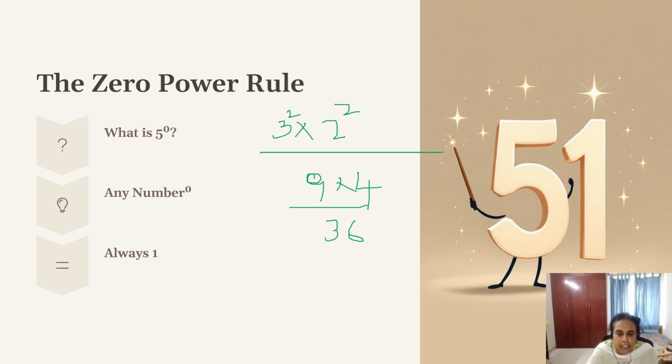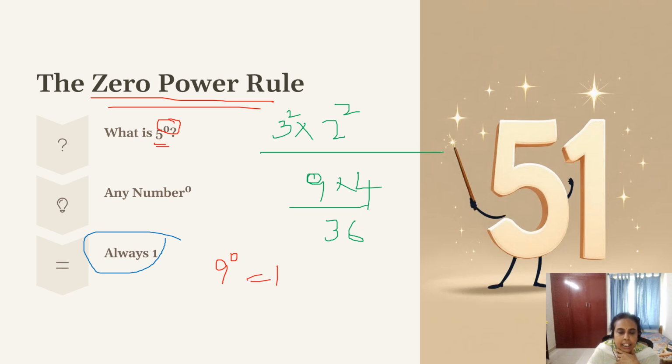Now coming to the zero power rule. What is the zero power? Whatever the base number is, whether it is 5 or 6 or 7, if the power is 0, then the value of that number is always 1. So this is always 1. We should write it out without doubt. For example, 9 to the power of 0 is 1.